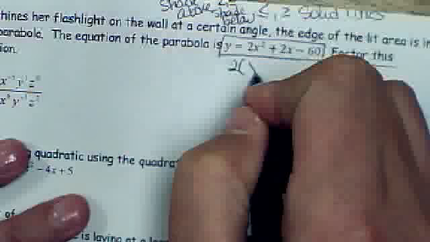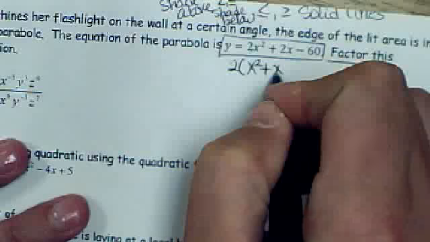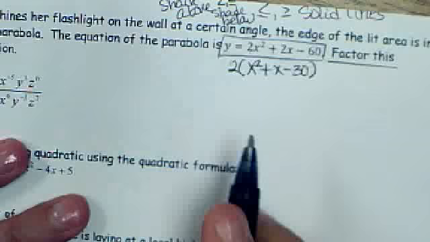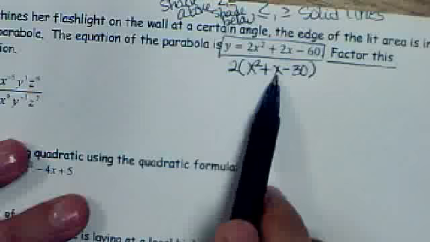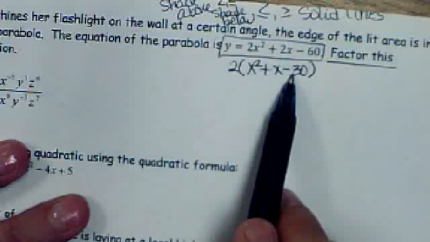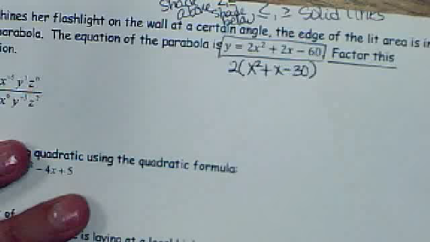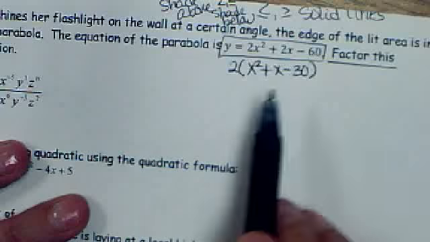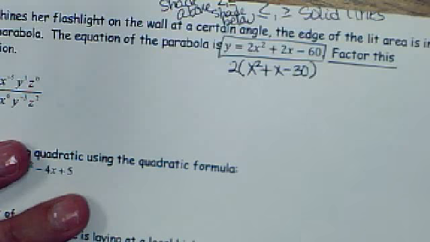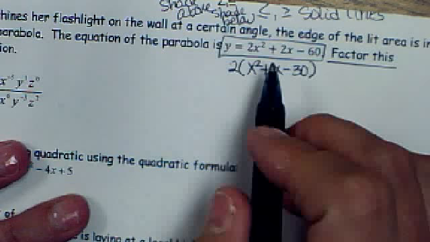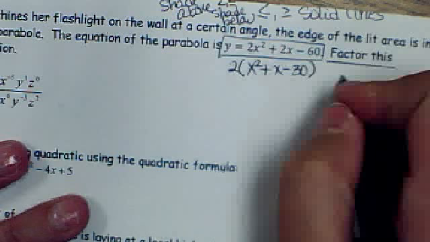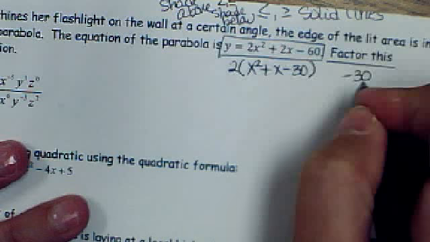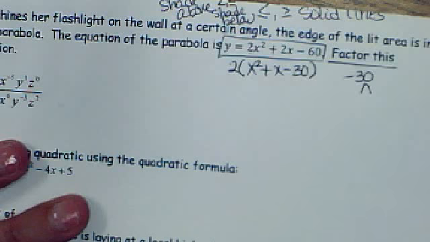So I put 2 and then x squared plus x minus 30. Because 2 times x squared is 2x squared, 2 times x is 2x, and 2 times negative 30 is the negative 60. Now from that, I have to factor this x squared plus x minus 30. And to do that, I do the my father drives a red Mustang. So 1 times negative 30 is negative 30. Then I'm looking for 2 numbers that multiply to negative 30 and add up to 1.